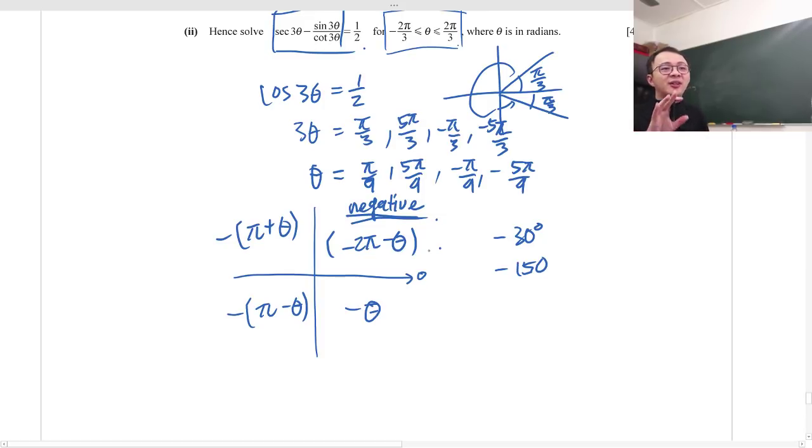But you need to know which quadrant cos will be positive, because cos is positive in the first and fourth quadrant. So you always need to do that also.